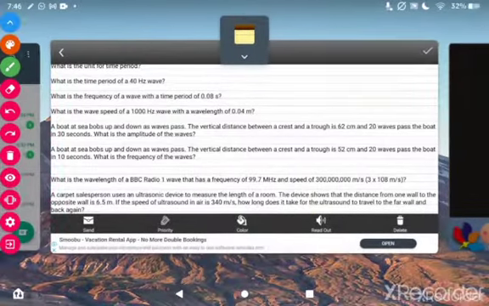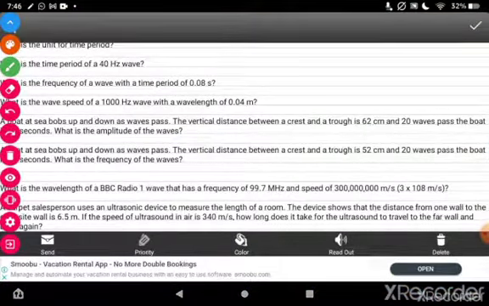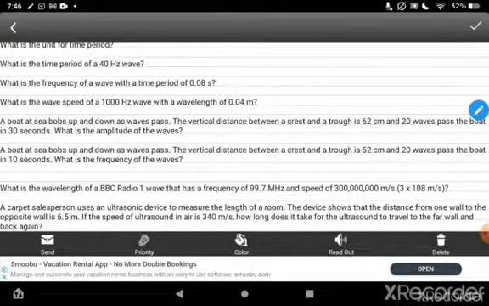Last question. This last question says, a carpet salesperson uses an ultrasonic device to measure the length of a room. The device shows that the distance from one wall to the opposite wall is 6.5 meters. If the speed of ultrasound in air is 340 meters per second, how long does it take the ultrasound to travel to the far wall and back again? Good question. So we need to remember a few things.